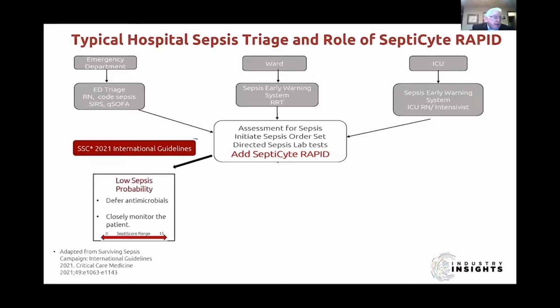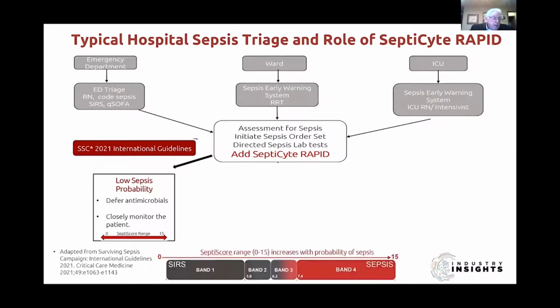The Surviving Sepsis Campaign guideline broadly defines suspected sepsis into 3 groups. The first group is a low sepsis probability, where one is suspicious of sepsis, but no infectious etiology can be determined on clinical evaluation. And the recommendation in this case is to defer antimicrobials in order not to initiate inappropriate antibiotic intervention in a patient who may not have an infectious etiology.